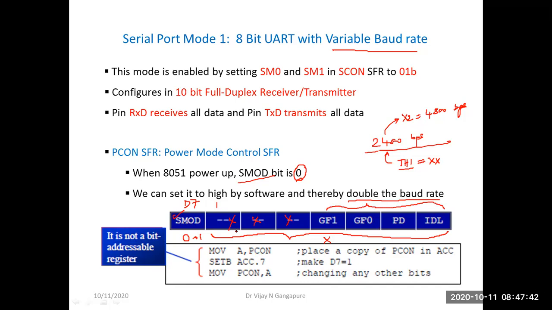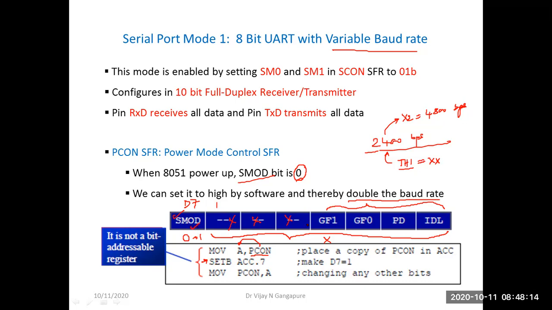First, since this SFR is not bit addressable, I have to load the previous value of PCON into the accumulator by using the instruction MOV A, PCON. So this instruction will move the current content of PCON into the accumulator. Then SETB ACC.7. Now in the accumulator what is there? Contents of PCON. Out of this I am setting bit number 7, that is this bit.